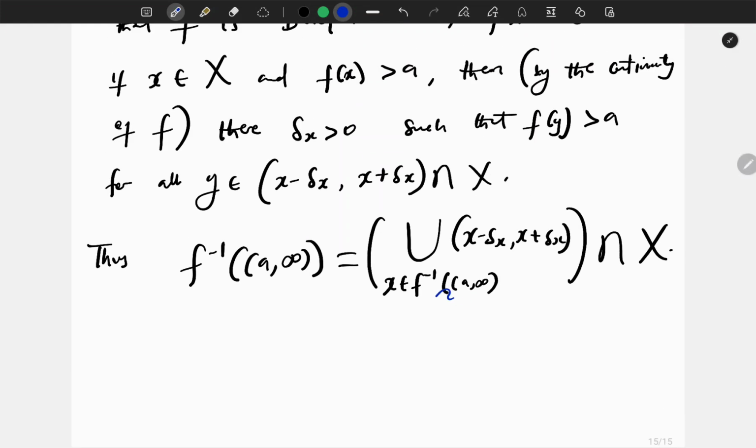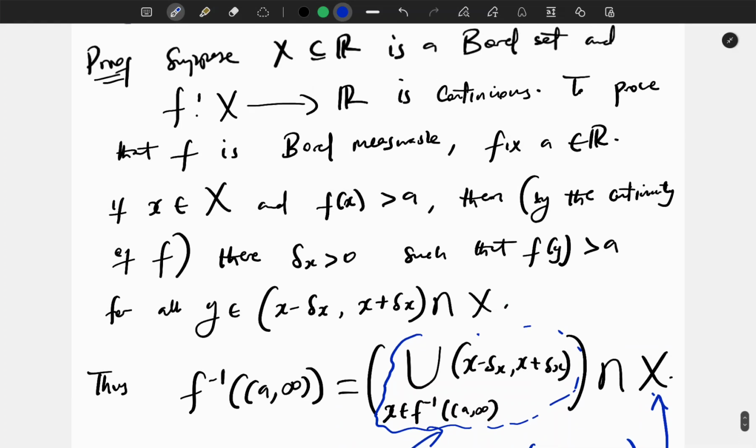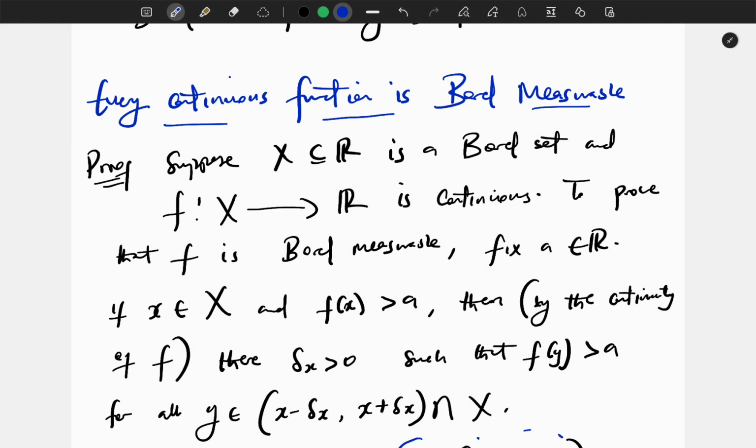Notice this is an open subset of R, which is a Borel set. And our X is also a Borel set. So the countable union of these Borel sets will still give us a Borel set, and the intersection with a Borel set will still give us a Borel set. So since the pre-image is a Borel set, then f is Borel measurable, and that implies that every continuous function is Borel measurable. So hope to see you in the next video, where we check some related theorems on Borel measurable functions. Thank you.